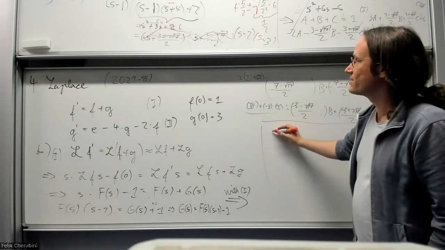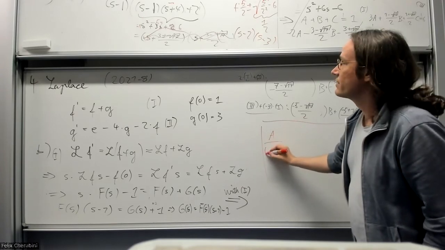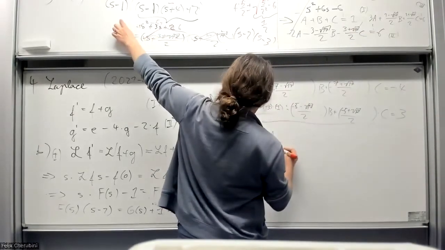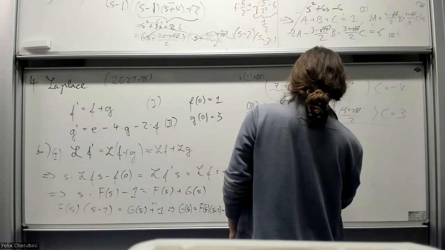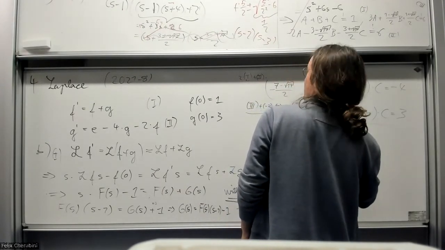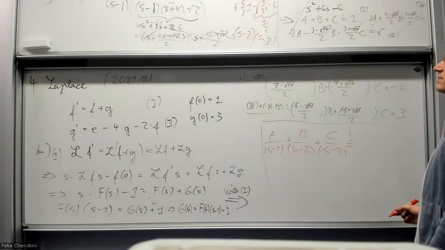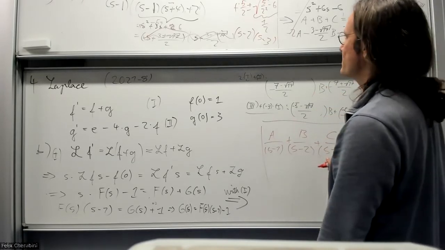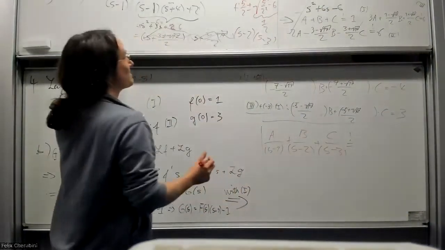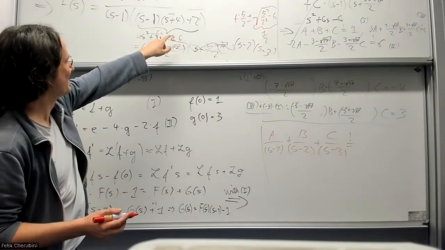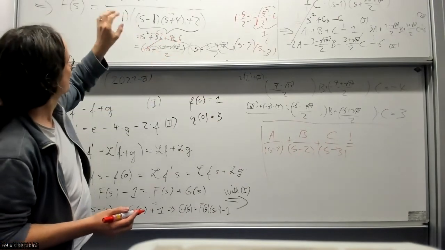Okay. So what can we do? We can do the following. We have A over the first factor, which is s minus 1, plus B over s minus 2, plus C over s minus 3. Okay, good. And what should it be? Well, it should always be, I forgot, my brain power is used up at the end of the block.